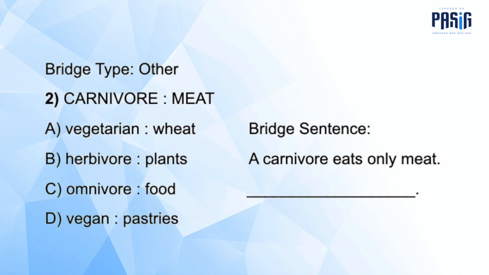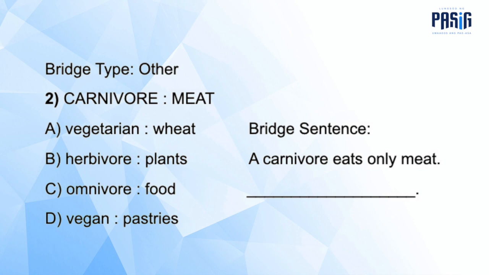Bridge type is other. What pair of words best express a relationship similar to number 2? Carnivore is to meat. Is it letter A, vegetarian is to wheat? Or letter B, herbivore is to plants? Or letter C, omnivore is to food? Or letter D, vegan is to pastries? The bridge sentence is, a carnivore eats only meat.